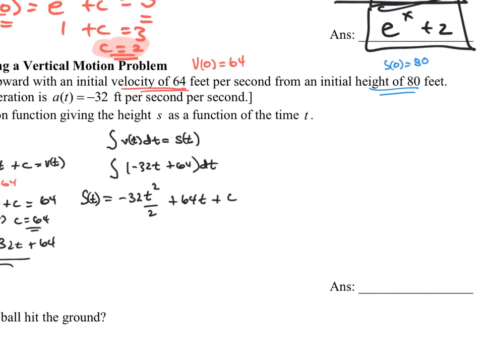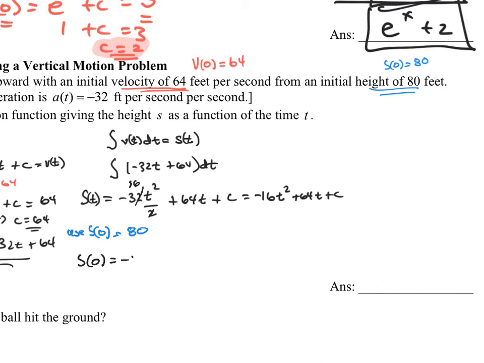Well, we have to use our initial condition for our position. We know that the initial position was 80 feet high. So we need to use the fact that our initial position was 80 feet high. So when I plug in 0, I'd have s of 0, which by the way, if I simplified this, I should probably do that real quick. That'd be negative 16t squared plus 64t plus c. That's just the 32 over 2 is 16, right? So that's all I'm doing here.